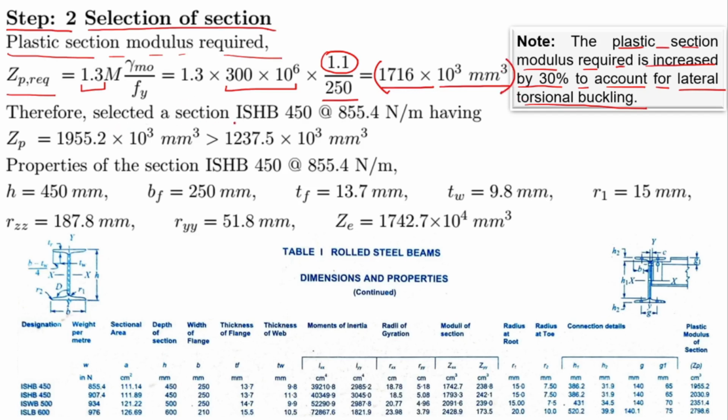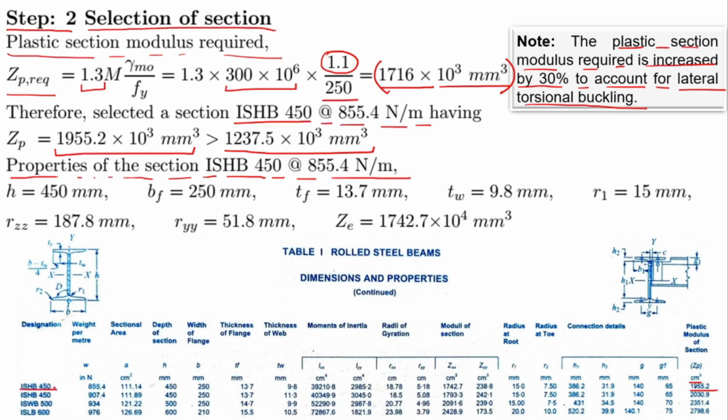Therefore, we select a section ISHB 450 at the rate of 855.4 Newton per meter, whose plastic section modulus is 1955.2 into 10 cube mm. In the steel table it is given in centimeter cube, so we convert it to mm cube. So its plastic section modulus value is greater than the required value, which is 1237.5 into 10 cube. Now the properties of the section ISHB 450 at the rate of 855.4 Newton per meter.